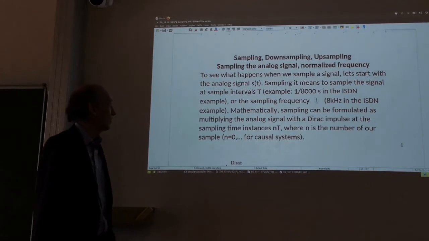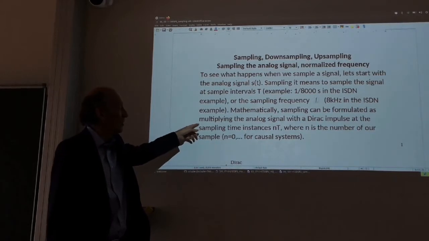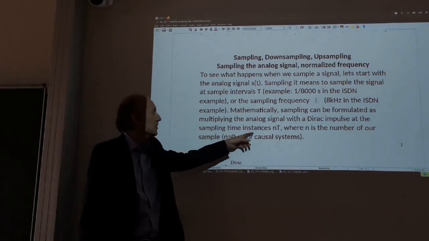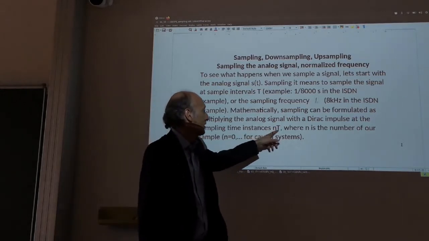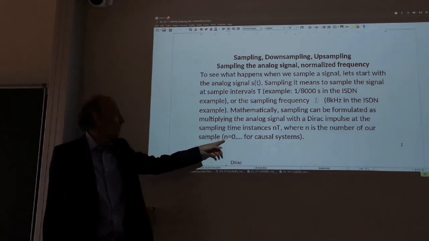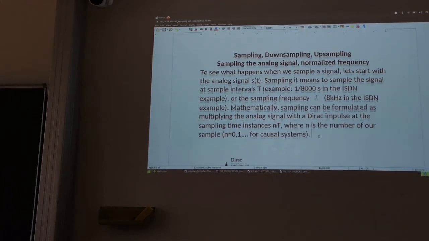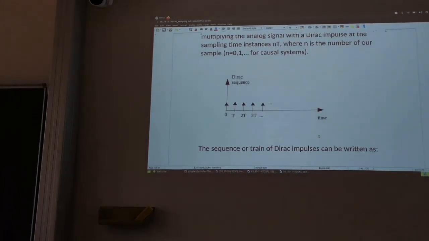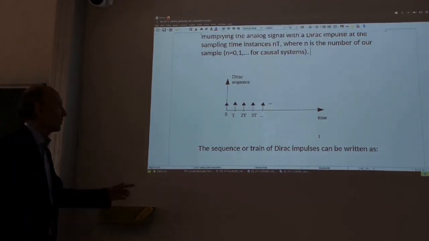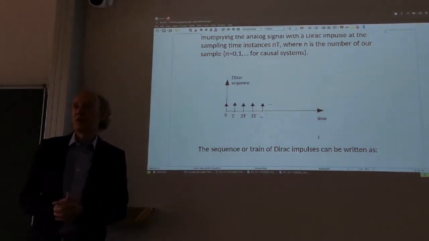For the ISDN example. So mathematically, sampling can be formulated as multiplying the analog signal with the Dirac impulse at the sampling time instances n times T, where n is the number of our sample, where n is 0, 1, and so on. It's an integer. So this would be the sequence of Dirac impulses, starting at 0, and at integer multiples of capital T.